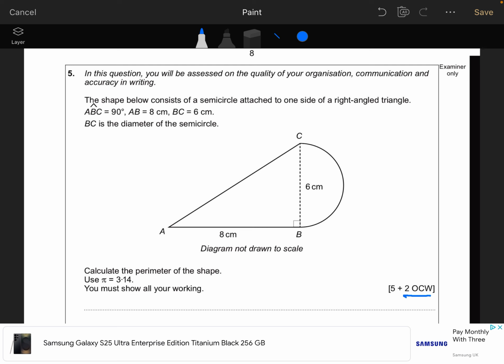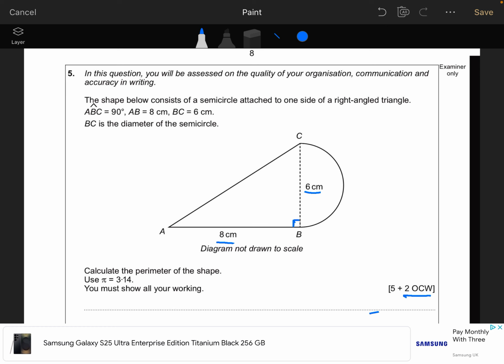So the question says the shape below consists of a semicircle attached to one side of a right angled triangle. Angle ABC equals 90 degrees, that's this point here. AB equals 8 centimetres and BC equals 6 centimetres. BC is the diameter of the semicircle. Calculate the perimeter of the shape. You must show all your working.